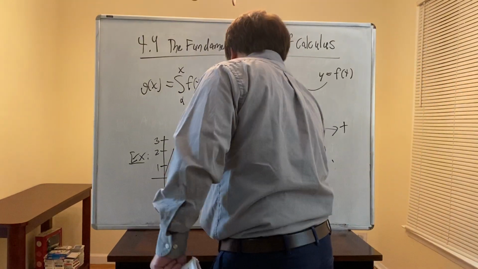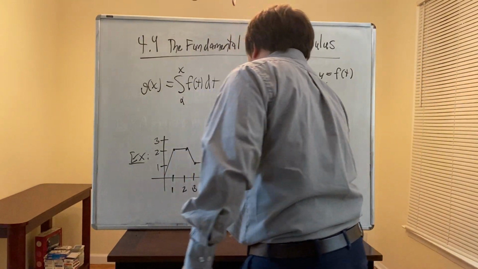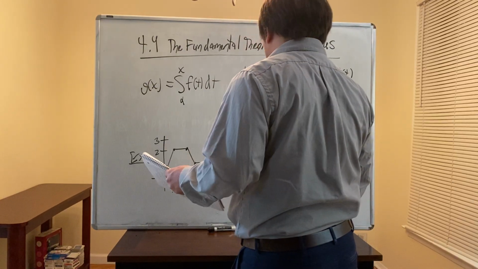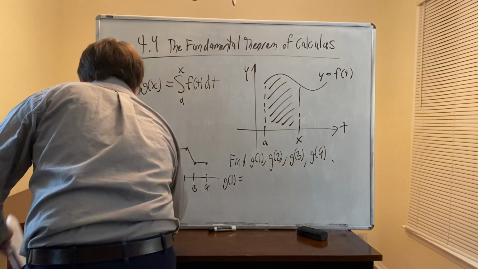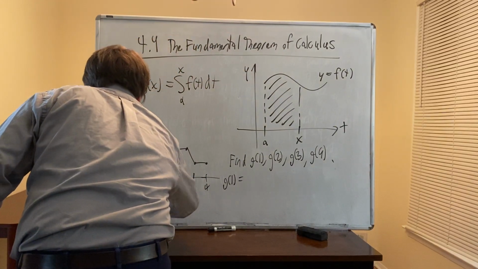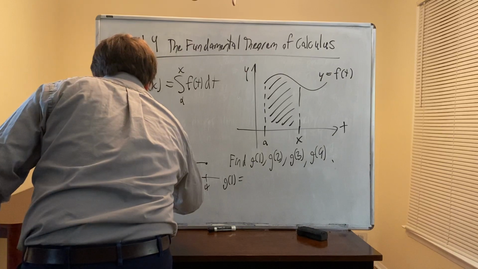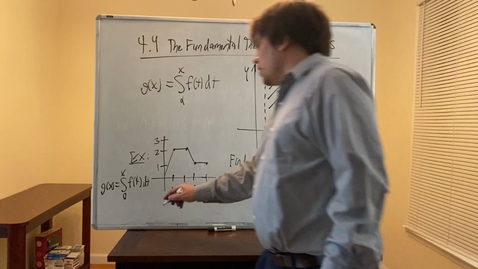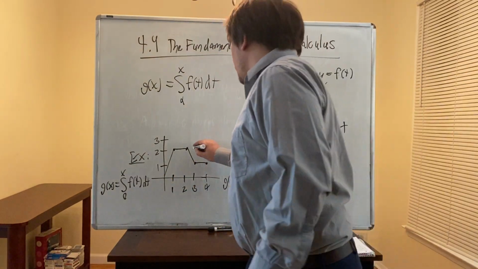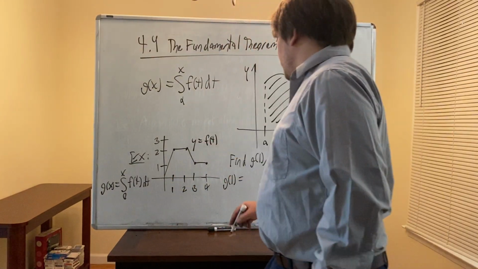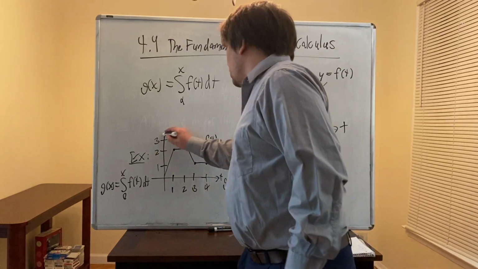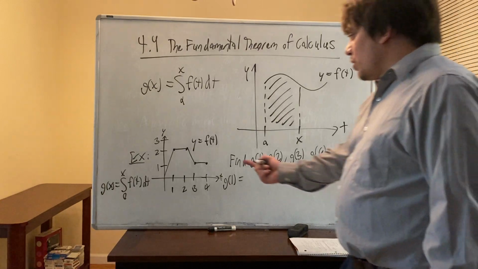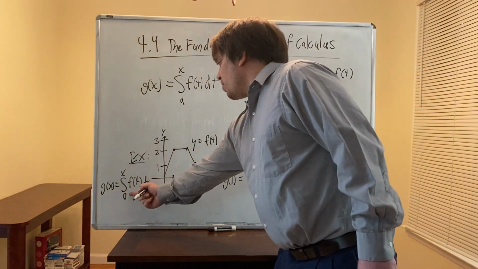Sorry, I should also tell you what g of x is. g of x is the definite integral from 0 to x of f of t dt. That's g of x. So it's the area underneath this curve, y equals f of t. This is the t-axis, this is the y-axis. It's the area underneath this graph from 0 to x.